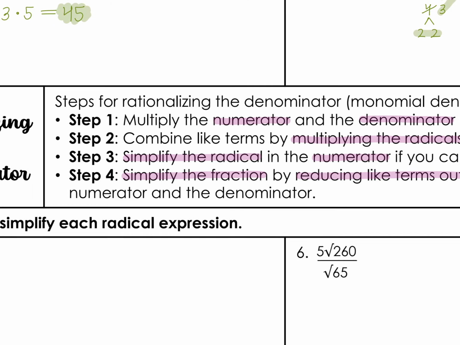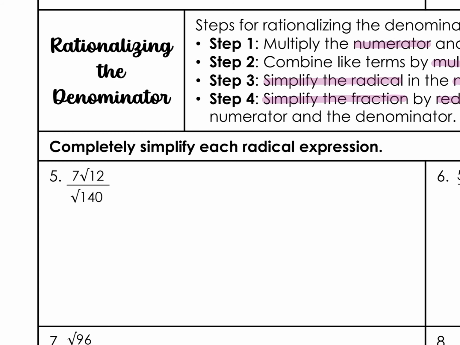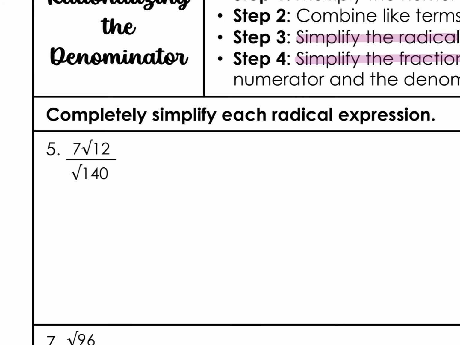All right, so let's look at these problems here and just work through them. We multiply the numerator and denominator by the radical. To clarify, you can take a few different steps here. Personally, I like to simplify the radical in the denominator before I multiply by it. So I'm going to do a little bit of scratch work down below.